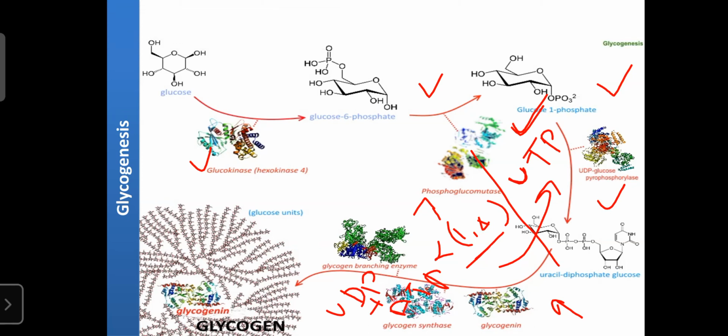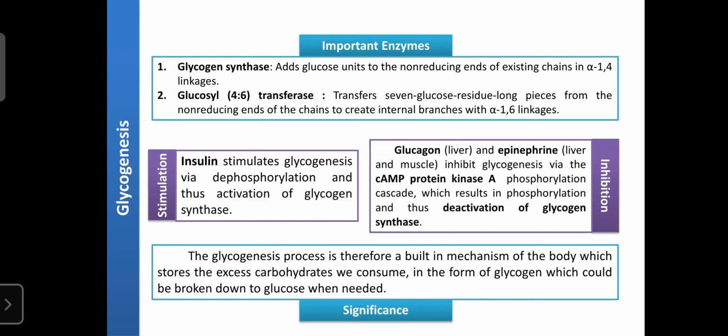Next we learn about the important enzymes involved in the regulation of the glycogenesis pathway. One is glycogen synthase. Already you know, this enzyme is required for the addition of glucose units to the non-reducing end by formation of the alpha 1,4 glycosidic bond.